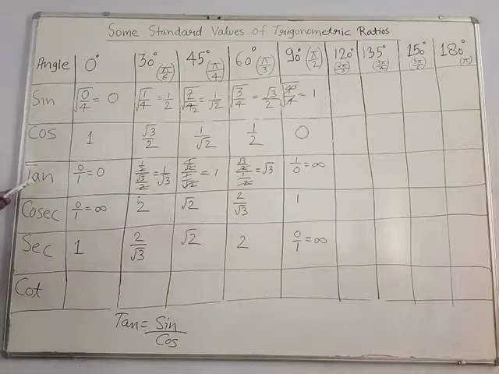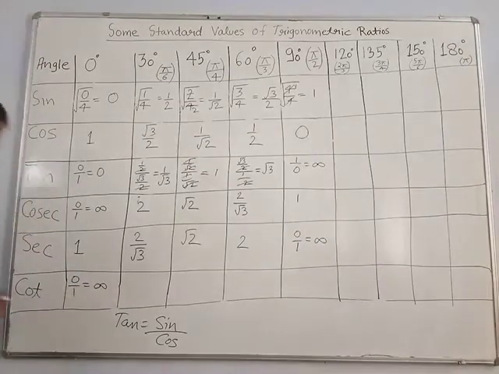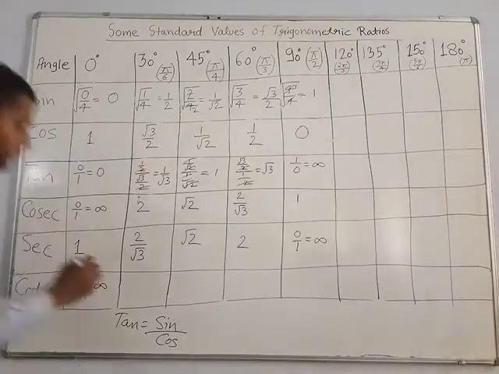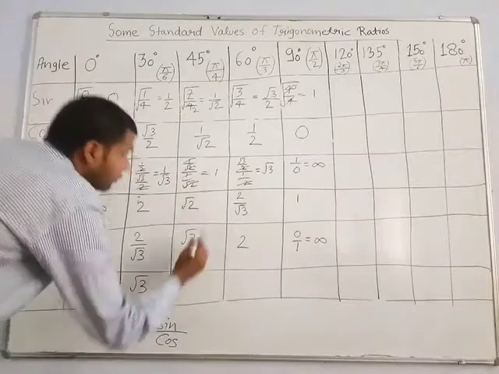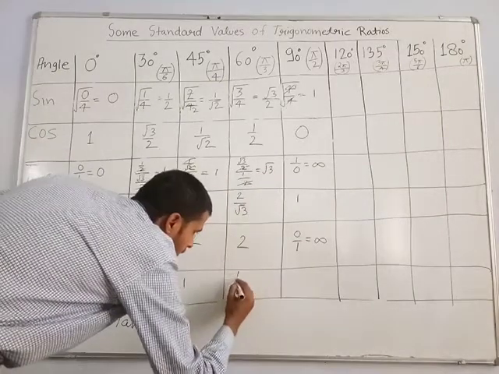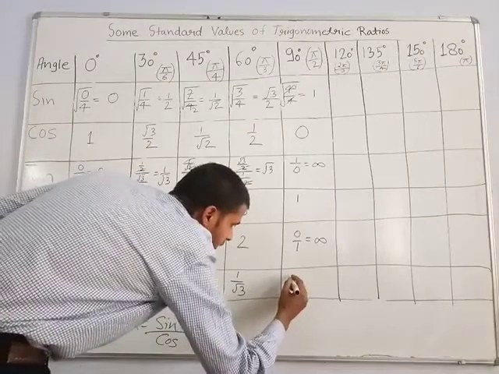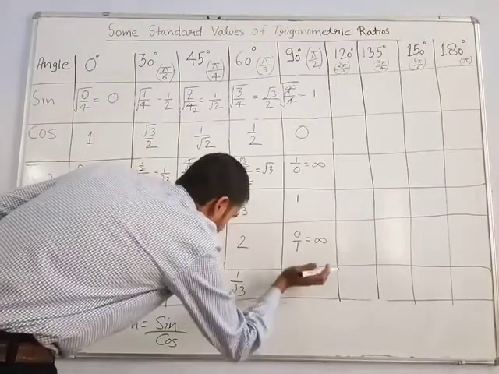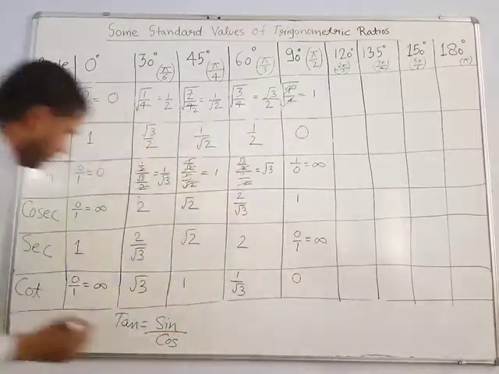Then cot is the reciprocal of tan. Tan 0 is 0, so cot 0 is 1 upon 0, that is infinity. Then 1 upon root 3 gives root 3, 1 gives 1, root 3 gives 1 upon root 3, and last infinity gives 0, right?